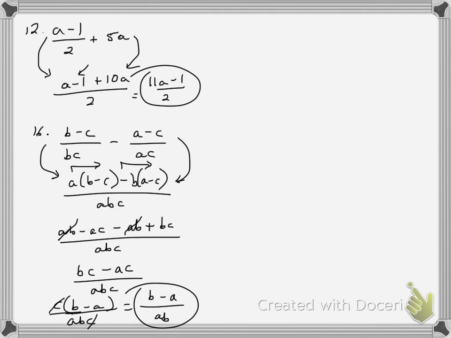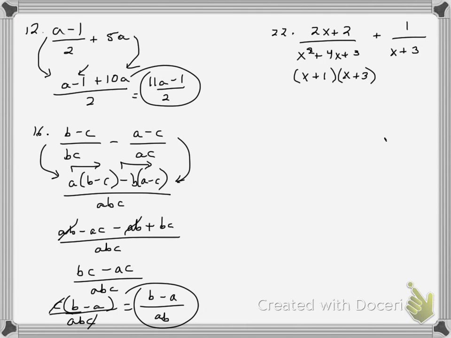Okay, looking for one a little more complex than that. Let's do 22. I will go ahead and factor this, giving me x plus 1 and x plus 3. FOIL back to make sure. X squared plus 1x plus 3x is plus 4x. 1 times 3 is 3. And notice that I have part of that over here in my second term. Okay, so that's good.